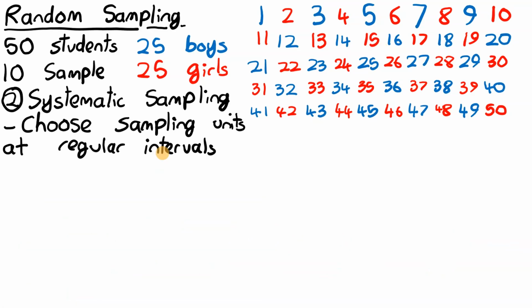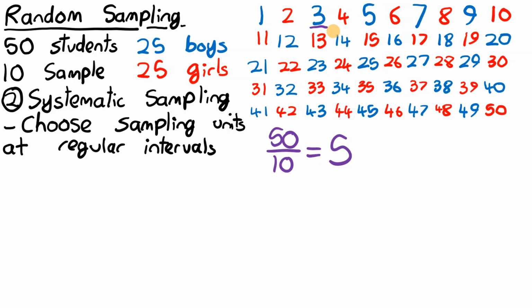The second type is systematic sampling, and for this we choose sampling units at regular intervals. For our example, we have 50 students and we need a sample of 10. So we're going to do 50 divided by 10, which is equal to 5. What this means is that from the first 5 students, we're going to pick one at random. We would probably do this using a random number generator. Let's say hypothetically that it gave out 3 like this here.